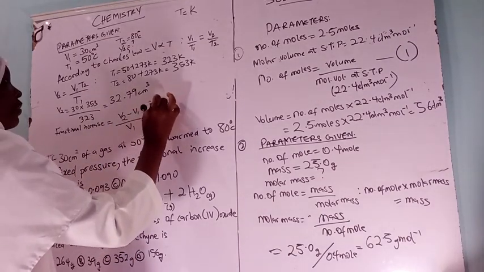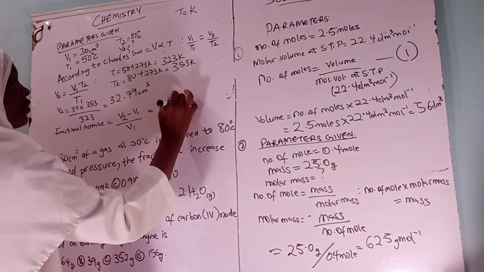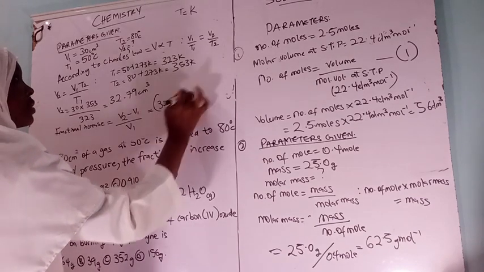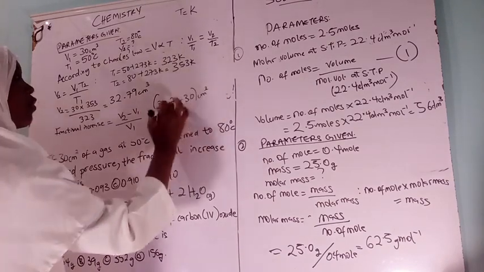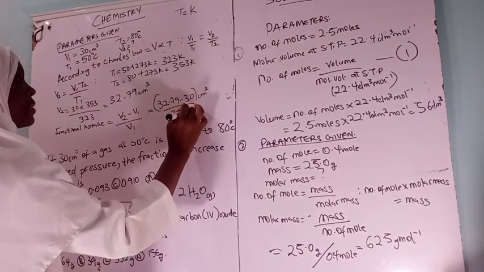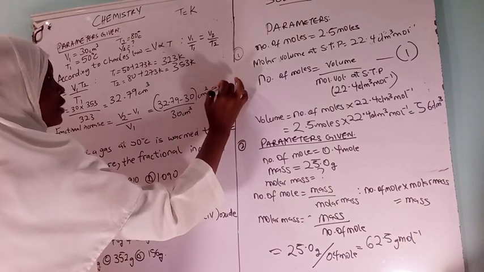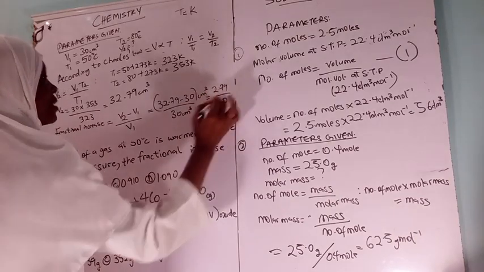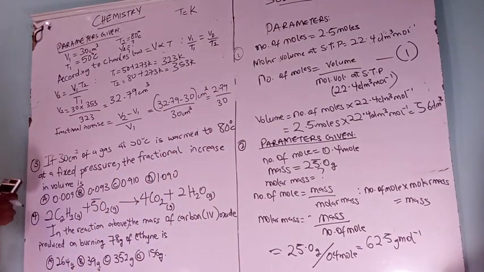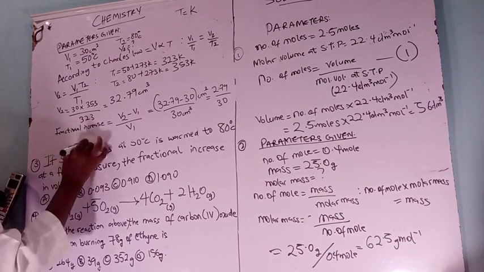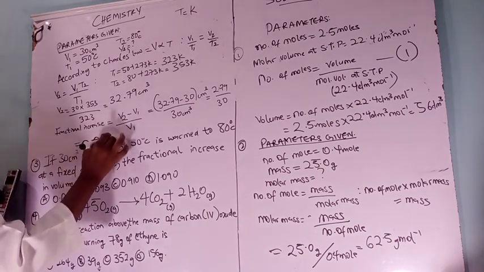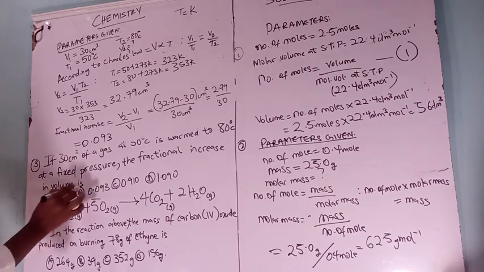We then have 32.79 minus 30 cm3 over 30 cm3. That gives us 2.79 over 30. Then our final answer is 0.093. Then the answer is what? B.